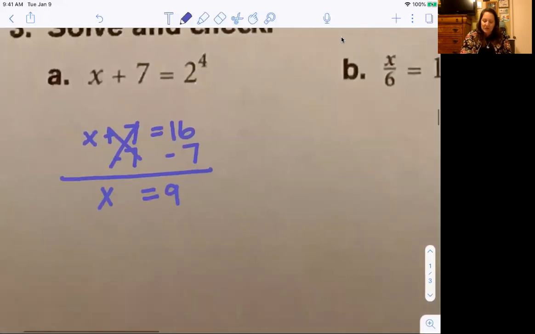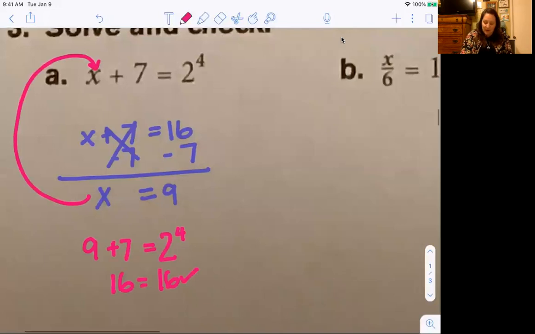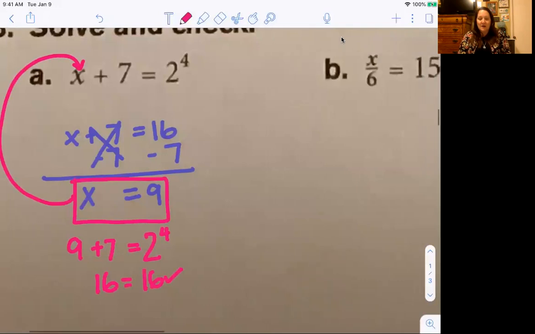Now, am I finished? I hope you say no. I'm going to take this 9 and plug it into my original equation for x. 9 plus 7 equals 2 to the 4th power. 9 plus 7 is 16. We learned that 2 to the 4th power is 16. I get the same number on both sides of the equation, so my answer is x equals 9. Awesome, awesome, awesome. Let's move on.